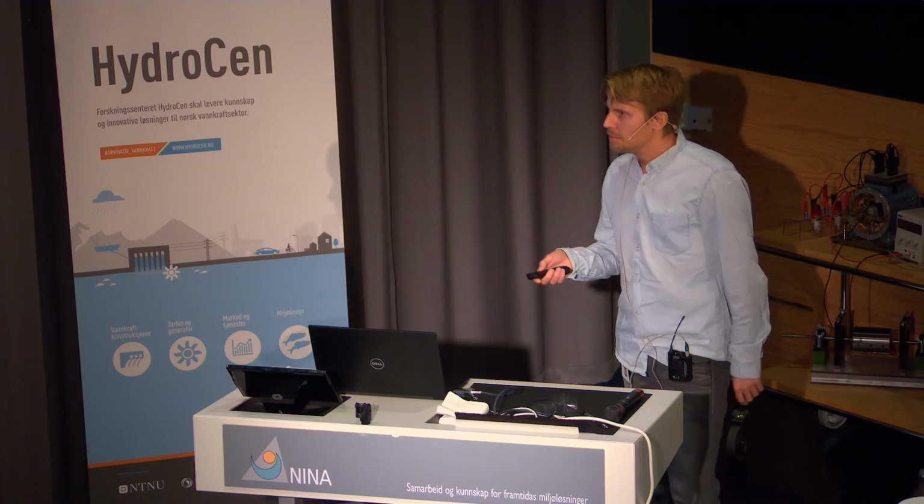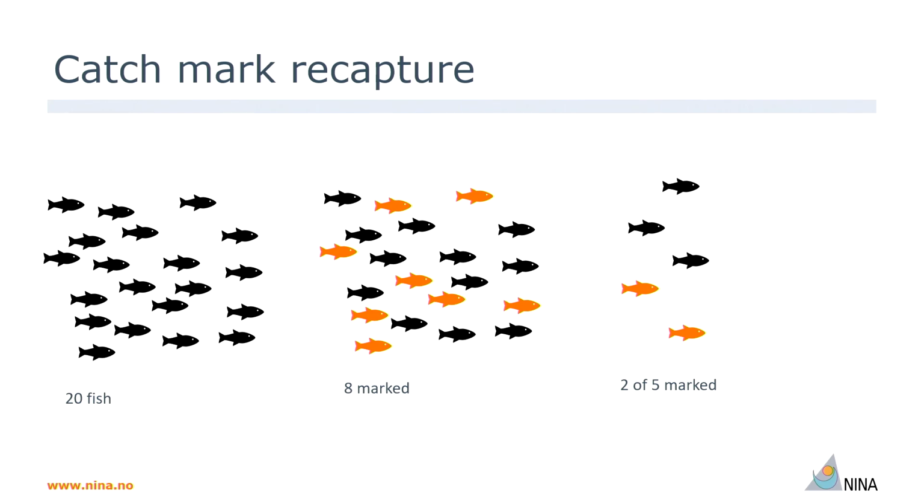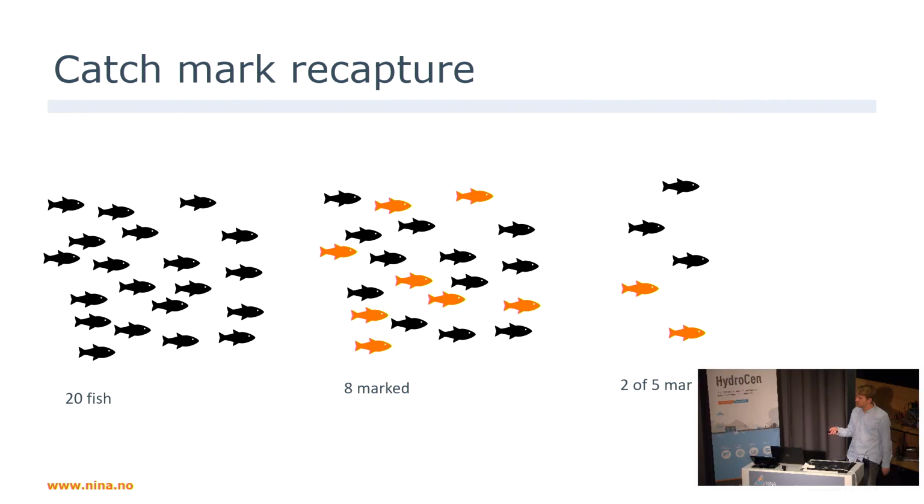So one classical approach is called catch mark recapture, where you take a sample of the population, you mark these individuals you have caught. In this case, you stain them orange. You can use any physical mark in this method. You put them back into the population and wait until they have mixed. And then you take a second sample and you count how many individuals are marked in that second sample. And then you can use that to estimate how many individuals there are in total.